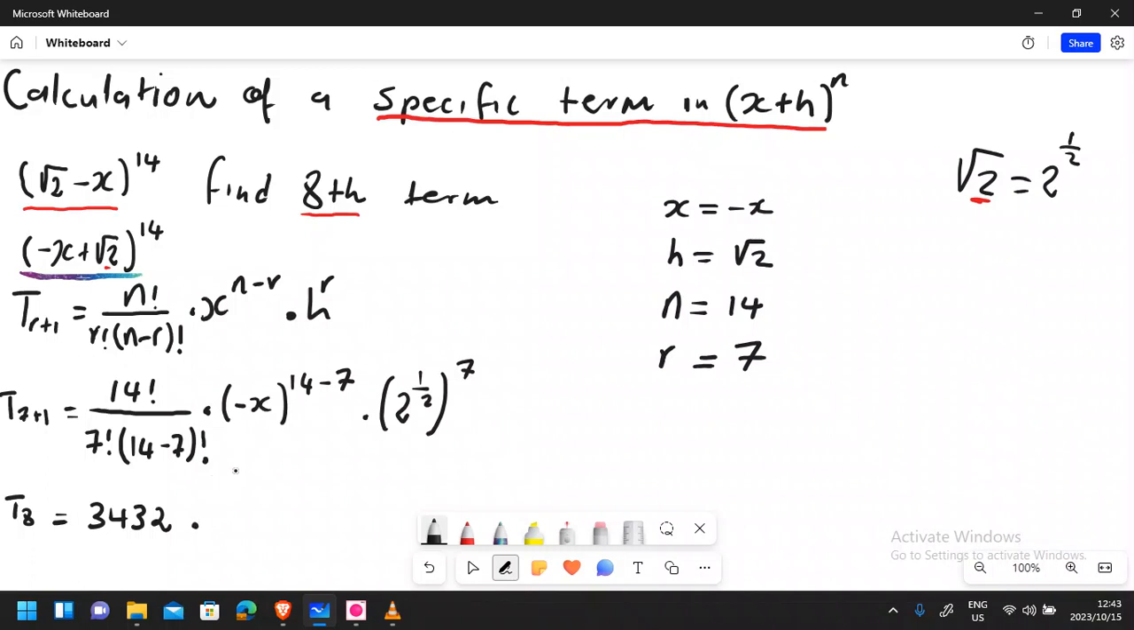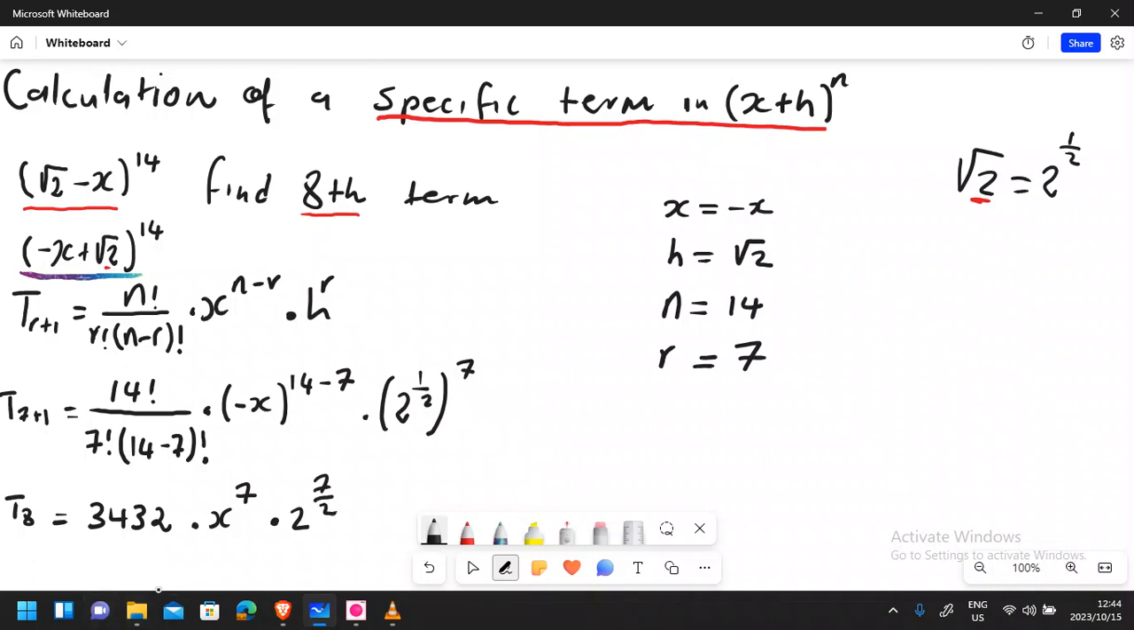Now what about our x? So we have negative x inside the bracket, but the exponent is going to be 14 minus 7, which is going to be a 7. So meaning that is an odd number, so this x here is going to be positive. So it's going to be positive x to the power of 7. Remember, when it's an odd number, it becomes positive if it was negative, right? Okay, do not forget that one. So this one, you can write it like this. You can say 2, and then you say 7 over 2.